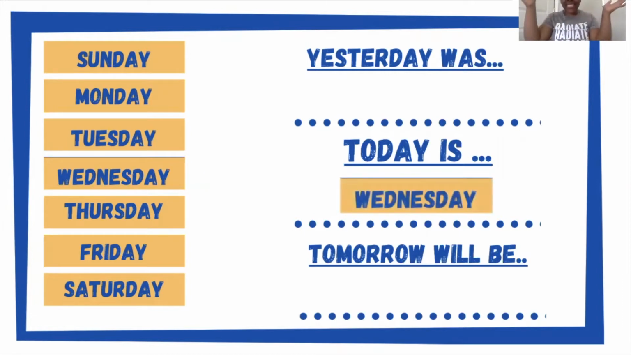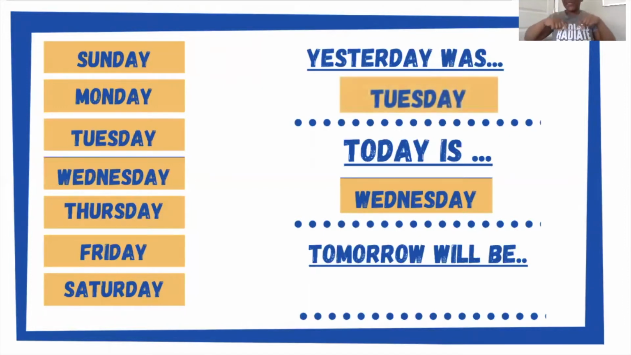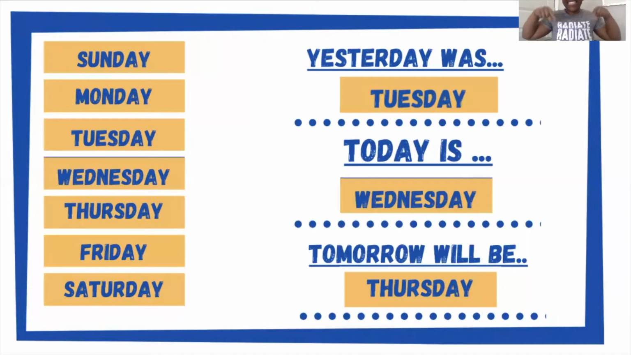Today is Wednesday. Well, if today is Wednesday, what was yesterday? If today is Wednesday, yesterday was Tuesday. Well, if yesterday was Tuesday and today is Wednesday, what will tomorrow be? You got it. Tomorrow will be Thursday. Yesterday was Tuesday. Today is Wednesday. And tomorrow will be Thursday.